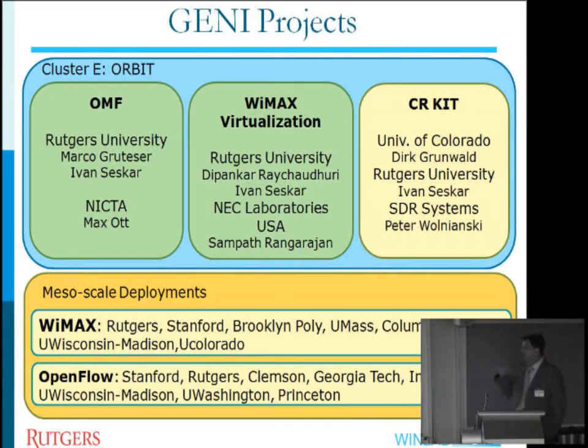So just to recap what Ray already mentioned, there are 5 GENI-related projects that we have. 2 of them, the 2 green ones, were what's called the Spiral 1 GENI projects. OMF stands for Orbit Management Framework, and WiMAX Virtualization. And the other 3 are from what's called the Spiral 2. The first one is just a standard project, a CR kit or cognitive radio kit. And then the 2 Mesoscale deployments, which are supposed to be large-scale deployments of GENI and involve multiple universities which are listed in here.